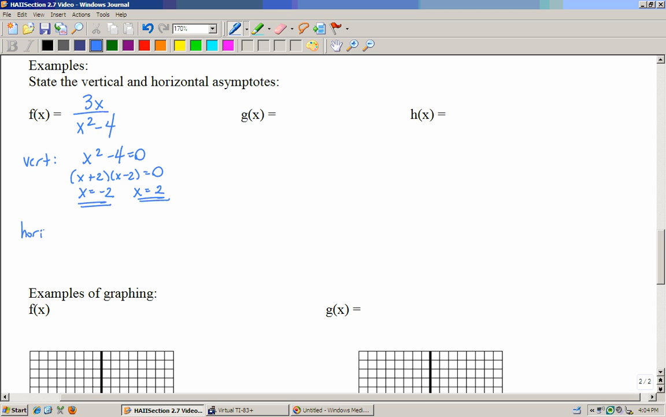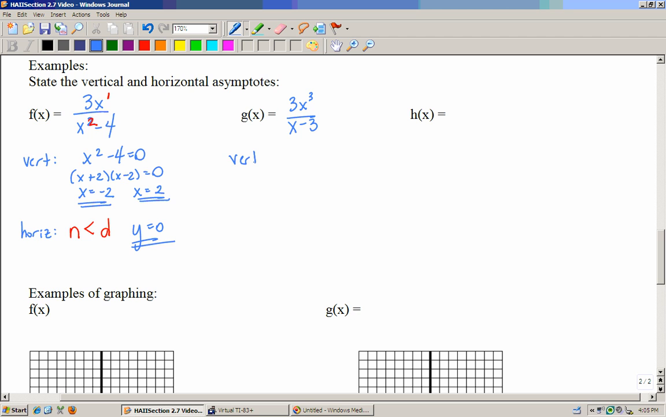The horizontal asymptotes, you look at the degrees of the numerator and the denominator. The degree in the numerator is a 1. The degree in the denominator is a 2. That means the numerator's degree is smaller than the denominator's degree, and your automatic answer for your horizontal asymptote is y equals 0. Second example, if you have g of x is equal to 3x cubed over x minus 3.